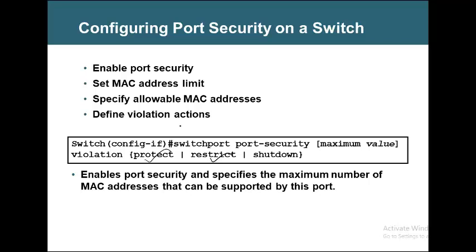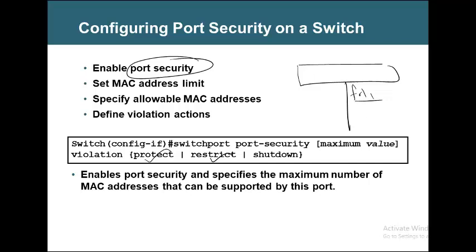This enables port security and specifies the maximum number of MAC addresses that can be supported by this port. That's the syntax; you see that the command can do all this. So how do we configure port security? First thing is to enable port security. The command is switchport port-security. Remember, when you enable port security, the port should be in either access or trunk mode. It cannot be in dynamic auto mode. You need to put it in a particular mode, access or trunk, after which you can enable port security. Simple.